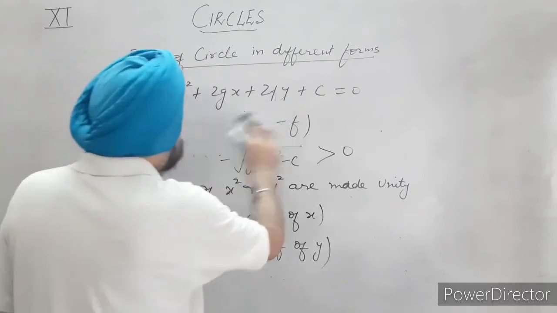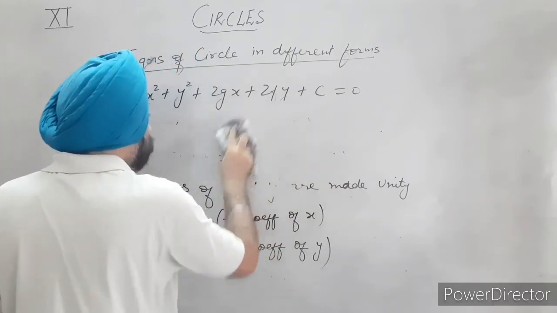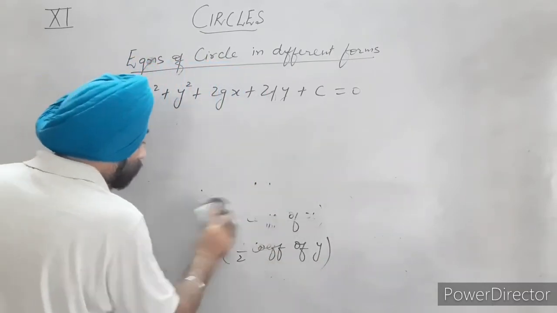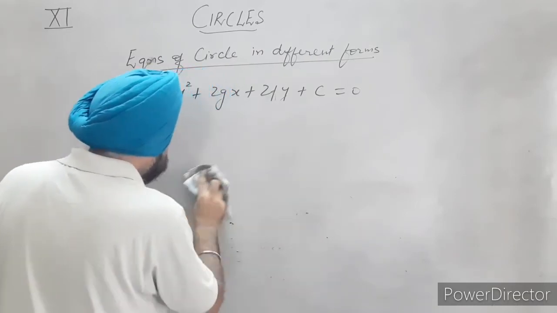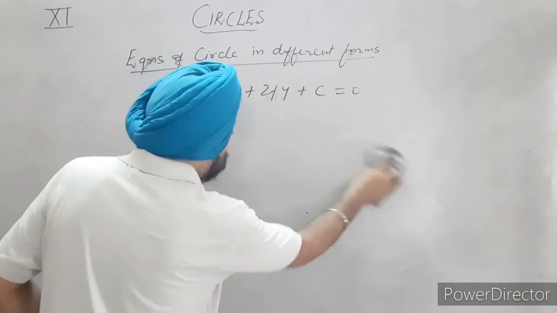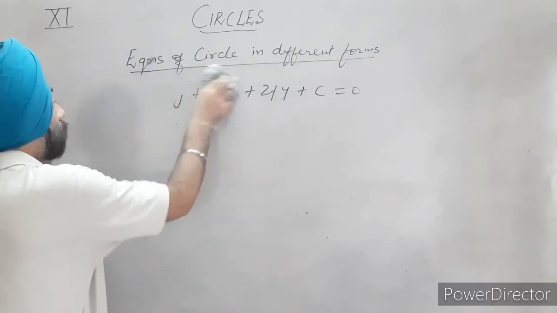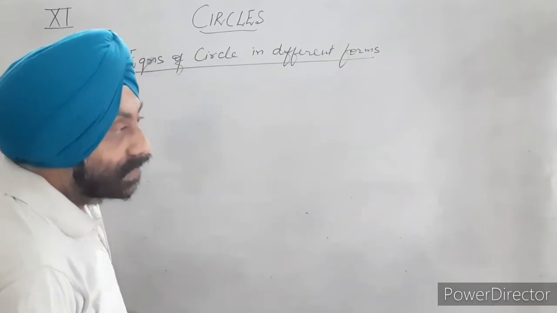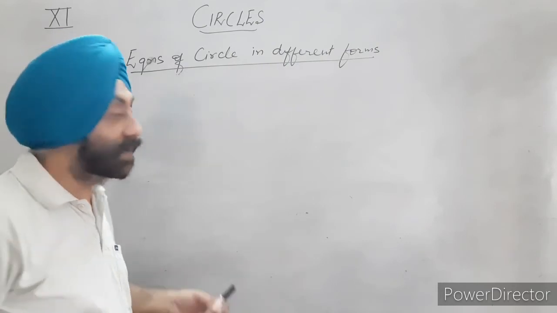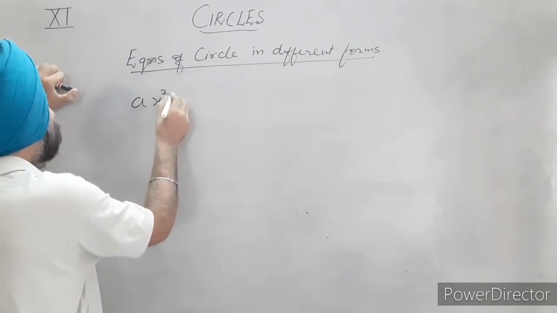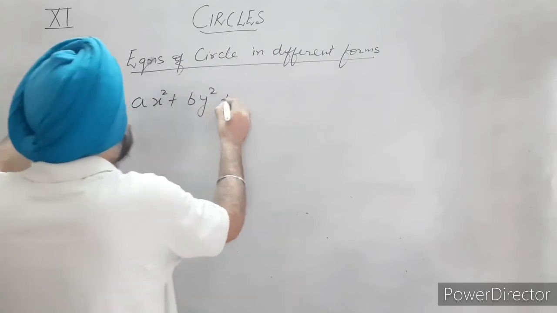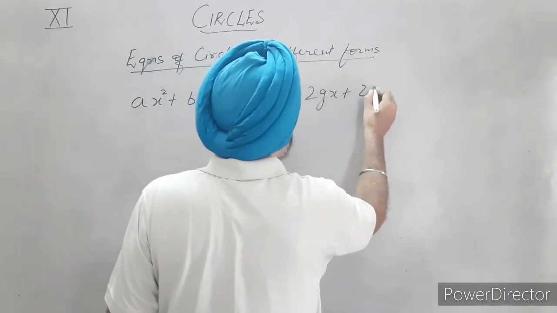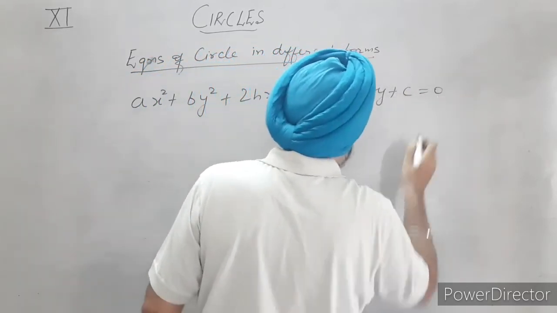Now, how do you know whether it's an equation of a circle or it does not represent a circle? I have a standard equation for conics. All the conics, for circle, for parabola, for straight lines, then for your ellipse, then for your hyperbolas, we have this equation: ax square plus by square plus 2hxy plus 2gx plus 2fy plus c equals to 0.